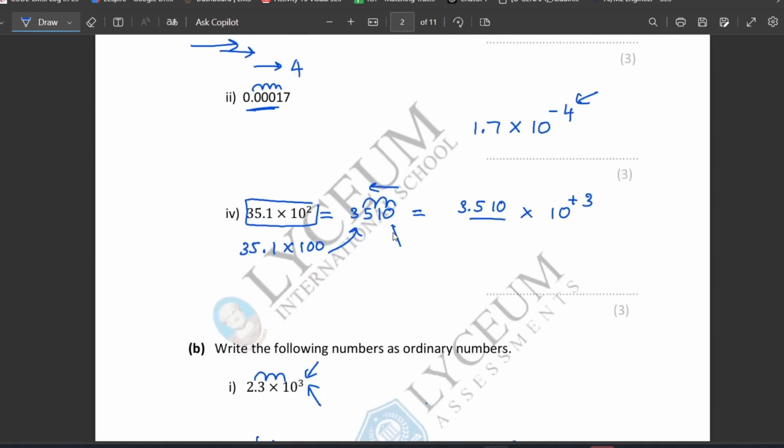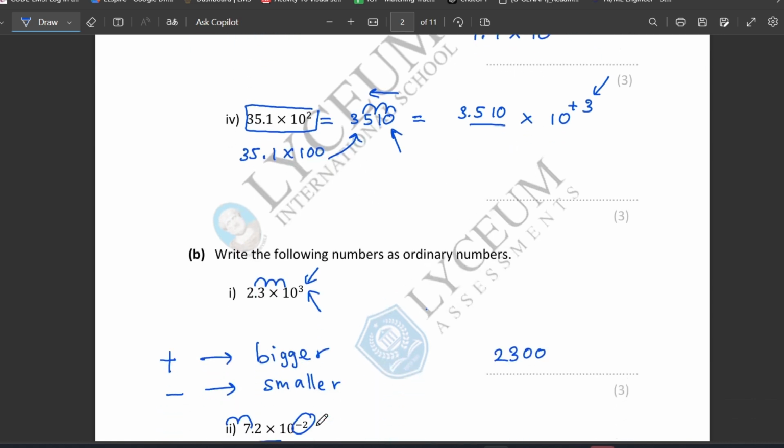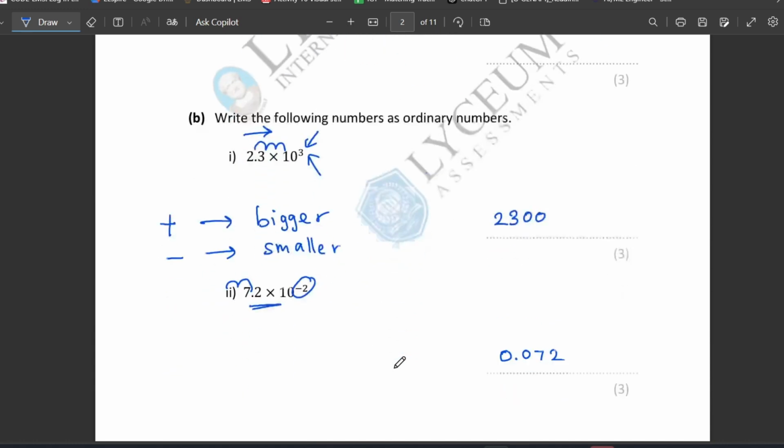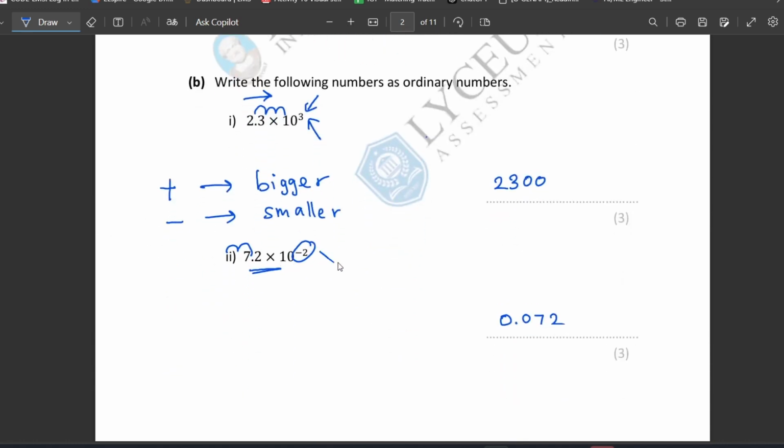This is a larger number, bigger number. It has a positive power. And here also you can see positive power. You know that this should be a bigger number. So then if it is a bigger number, it should be this side. We have to take the decimal point like that. This is a minus number, so this is a small number, so we have to take the decimal point this side, so you get the answer.